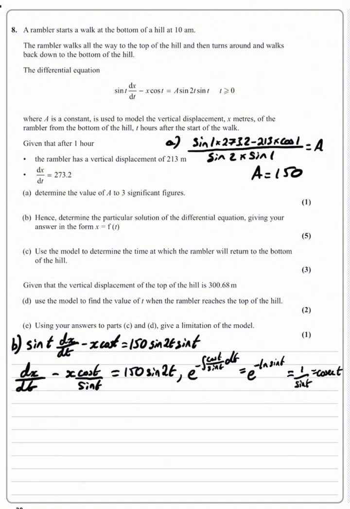So multiplying everything in our equation by cosec t, we get cosec t of dx by dt, subtract x cot t cosec t is going to be equal to 150 lots of sine 2t times cosec t.